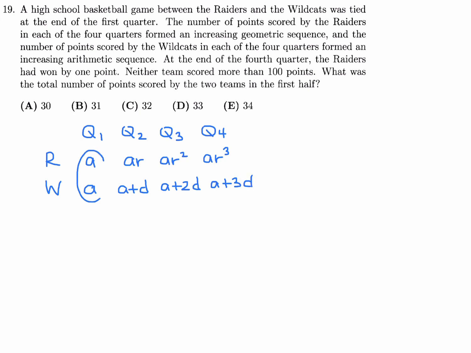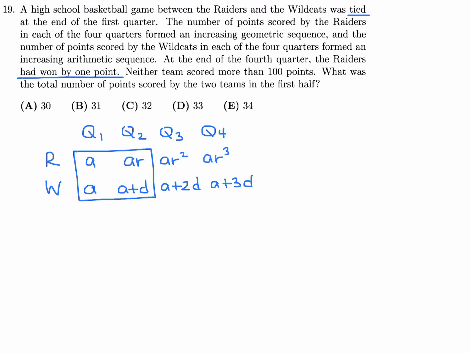Now, how do I know that both of them have A? Because they tell you that they were tied at the end of the first quarter. So at the end of the first quarter, their scores were the same. So that's why it's A and A. So what do they want us to figure out? What was the total number of points by the two teams in the first half. So they want you to figure out this total. So obviously we need to figure out the numerical values of A, R, and D.